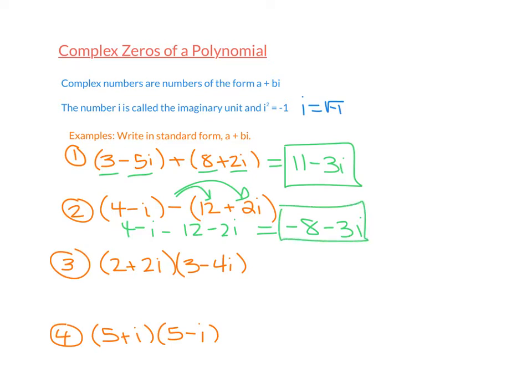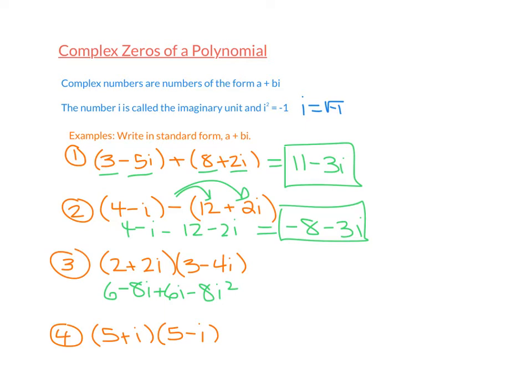Number 3, we're going to multiply this just like we would multiply any product of binomials using the FOIL method. However, we have one little thing that's different in the end. So we're going to do our first terms. 2 times 3 is 6. Our outside, we get -8i. Our inside, we get plus 6i. Then we do our last. We get -8i squared.